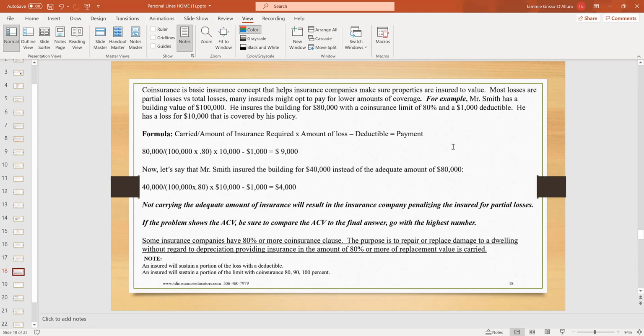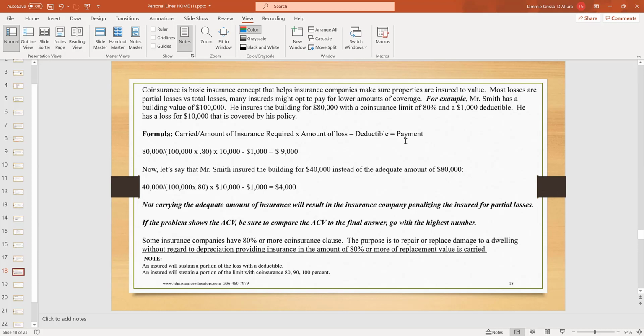Mr. Smith has a building value of $100,000. We're just making it simple here. He insures the building for $80,000 because they have given him a coinsurance limit of 80%. And he has a $1,000 deductible. He has a loss of $10,000. So how does this work? And I always say it is the carried amount, what the insured carried, divided by what they should have carried, the amount of insurance required, times the amount of loss, minus the deductible equals payment.